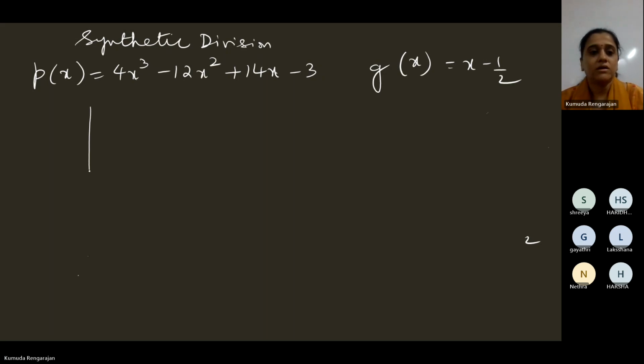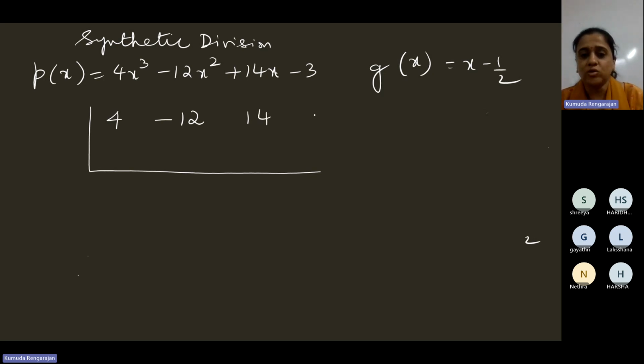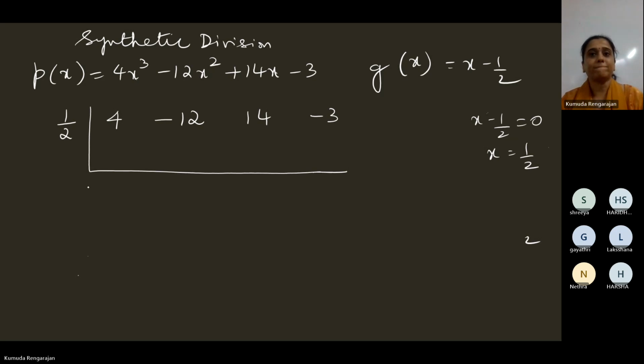So now x cubed coefficient is 4, x square coefficient minus 12, x coefficient is 14, and then the constant minus 3. Correct? And here x minus half is equal to 0, x is equal to half. So 1 by 2. All right. Always start with 0 here. So 4 minus 0 is 4. Now multiply this and write the result here.